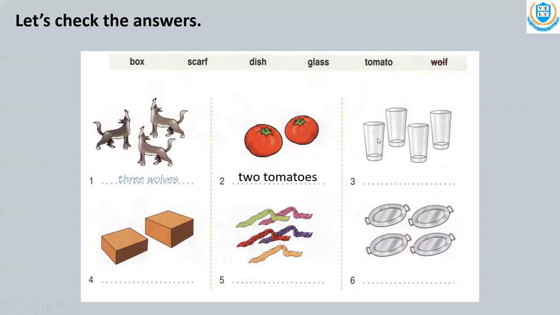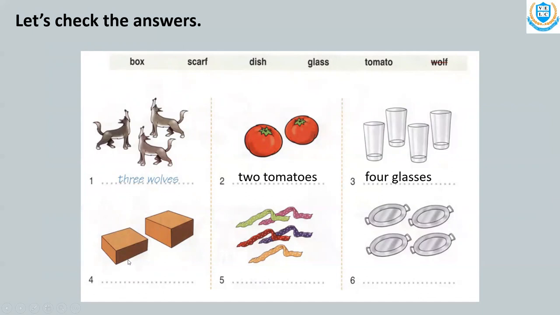What are these? They are glasses. Yes, they are glasses. G-L-A-S-S-E-S. Okay, glasses. So, what are these? Box. How many boxes? Two. Two boxes.